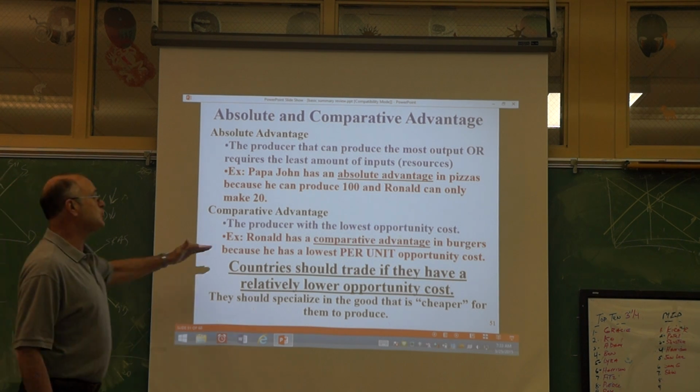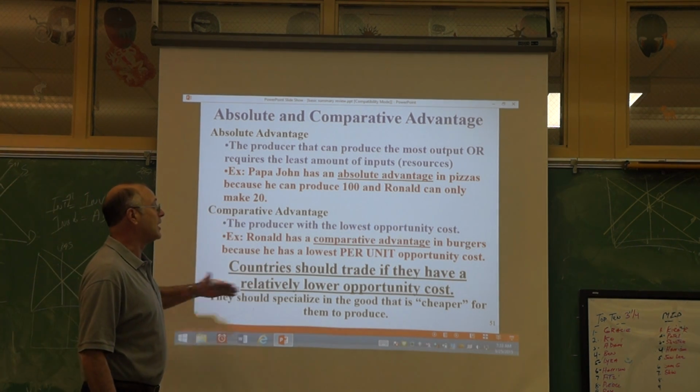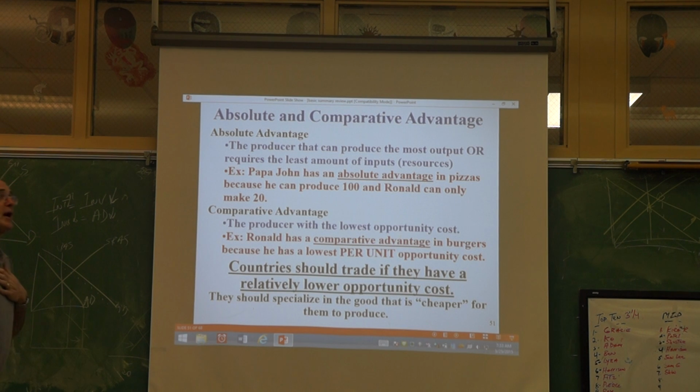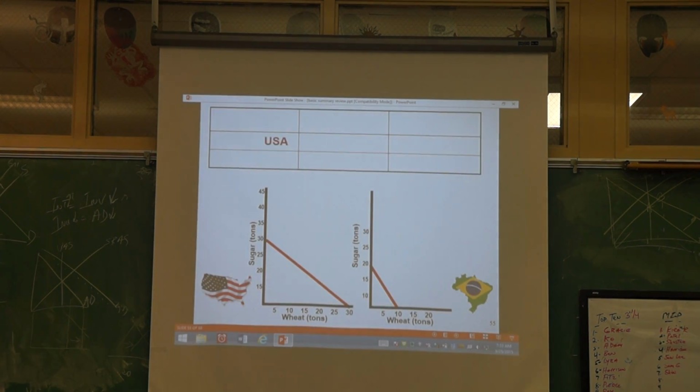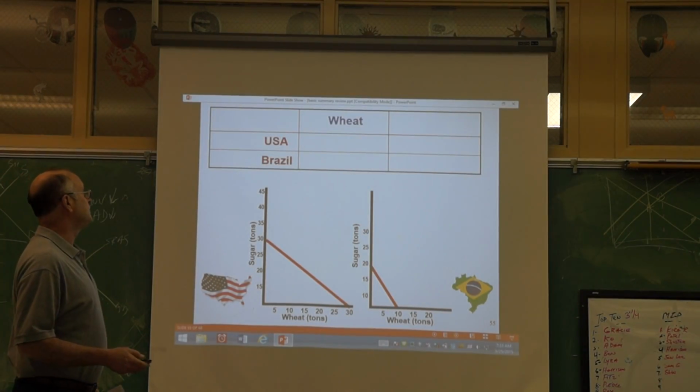So countries should trade if they have the lower opportunity cost. So if I have the lower opportunity cost in grain, I'm going to trade grain to a country where I need things. So let's see. Oh, here we are. Did I not give you a spot for this? Great. All right. You could probably figure out where to put it on your sheet.